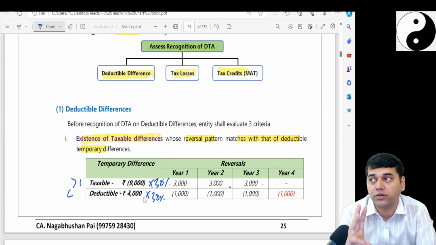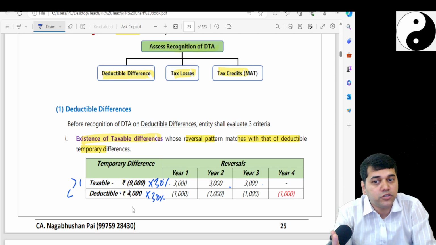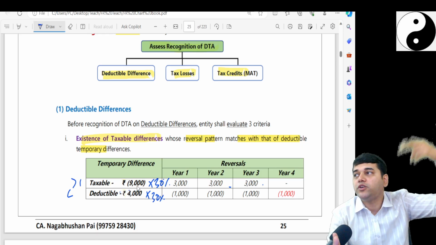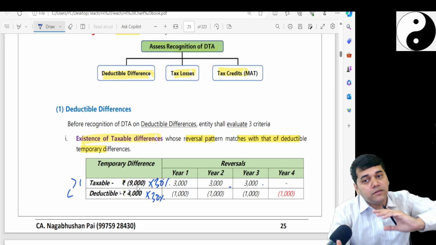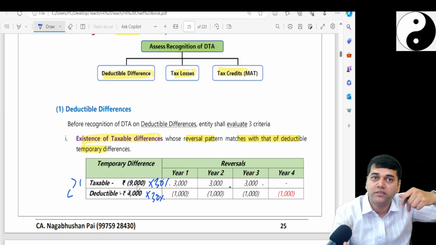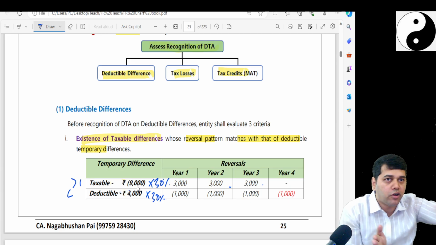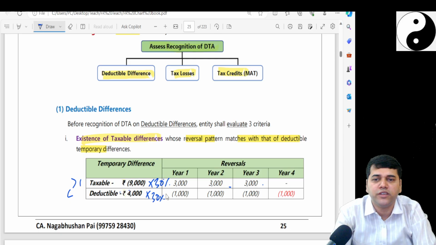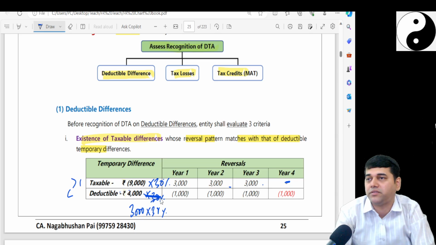No, the standard says, look, 3 conditions you need to check. First, see, this 4,000 is something which is going to get reversed in the future. It's a temporary difference, no? When it gets reversed, do you have sufficient taxable income to match it? If the answer is yes, for all the 4 years, you claim on 4,000 into 30%. But do you have it? No, last year I don't have it. Then you say, sir, I have to do only 3,000 into 30% now on a conservative basis.